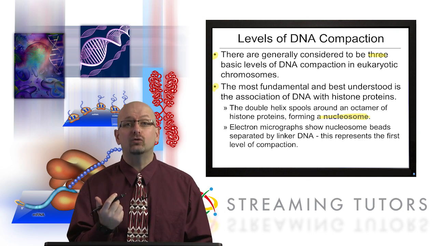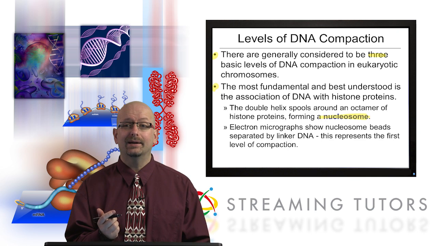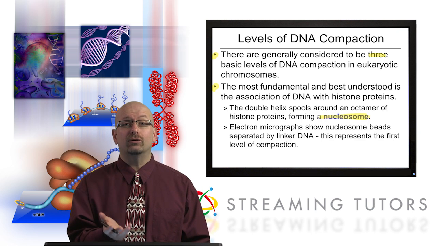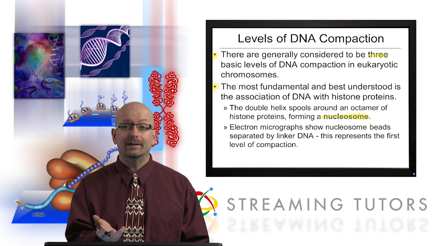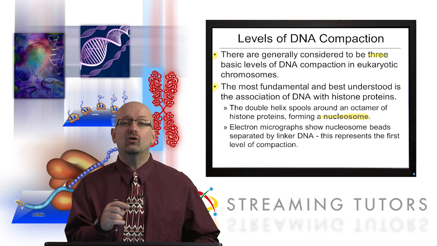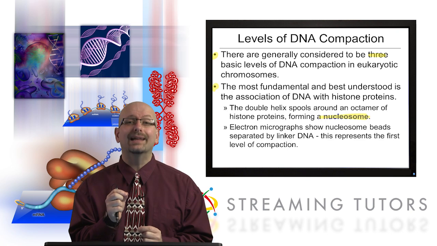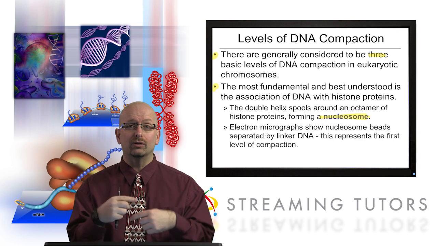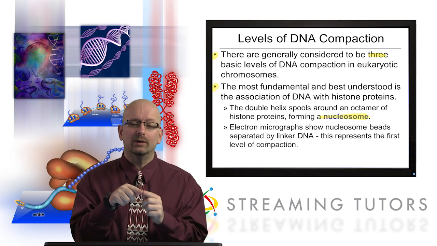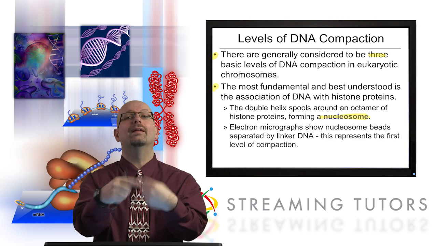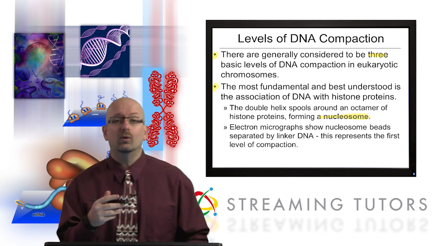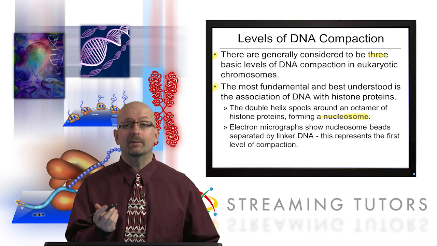So the octamer, 8 histone proteins, the double helix winds around that, and that forms a fundamental unit of compaction called the nucleosome. Okay? Now, you can actually see nucleosomes under the electron microscope, and it shows nucleosomes as beads separated by short linker DNA pieces. In other words, you wrap it around one spool, then there's a little space, and then you get the next spool. So this represents the first level of compaction.